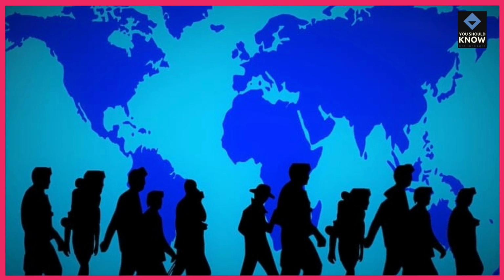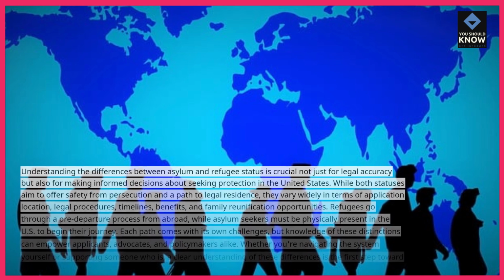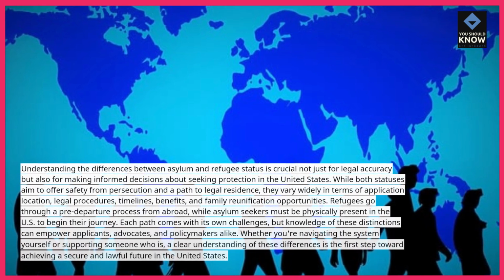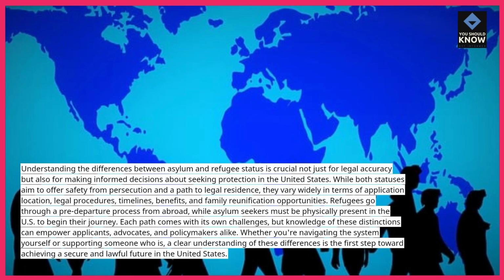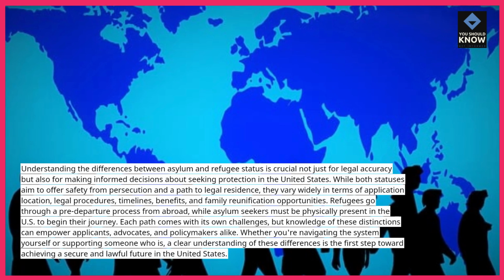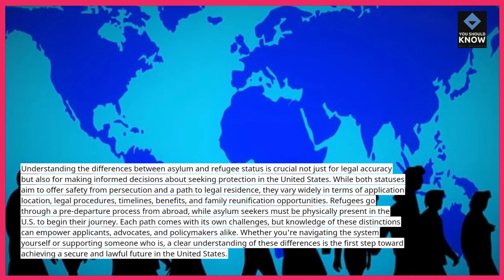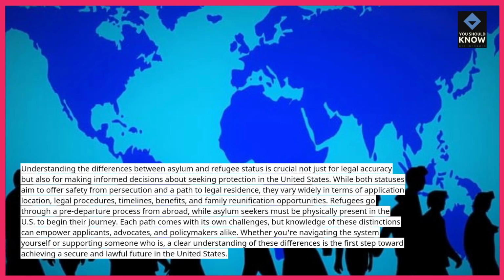Understanding the differences between asylum and refugee status is crucial not just for legal accuracy but also for making informed decisions about seeking protection in the United States. While both statuses aim to offer safety from persecution and a path to legal residence, they vary widely in terms of application location, legal procedures, timelines, benefits, and family reunification opportunities.